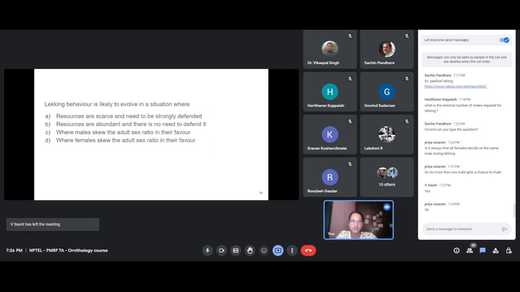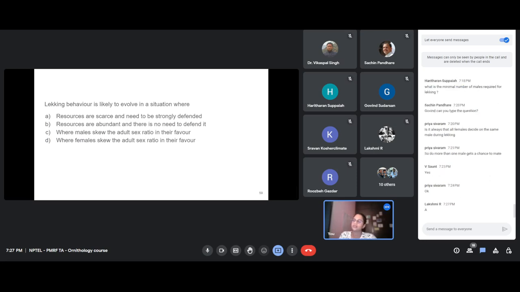Okay, so lekking behavior is likely to evolve in a situation where resources are scarce and need to be strongly defended, resources are abundant and there is no need to defend them, where males skew the adult sex ratio in their favor, or where females skew the adult sex ratio in their favor. Okay, A.